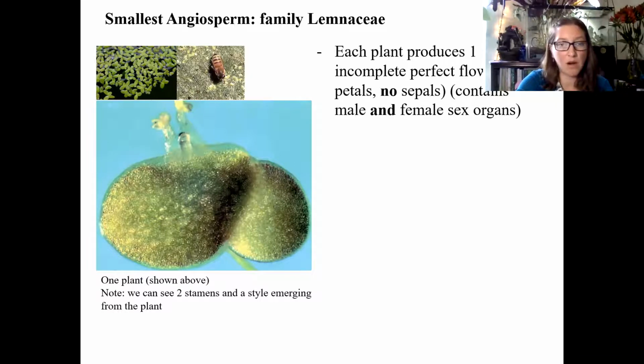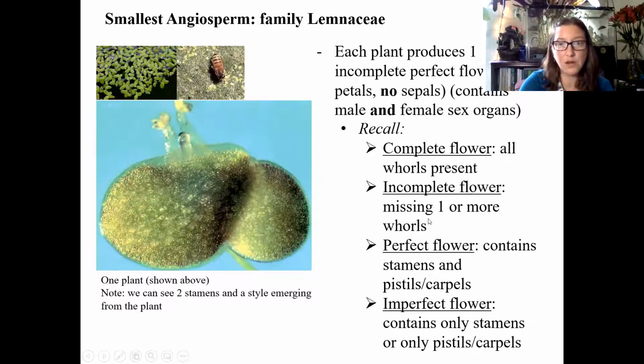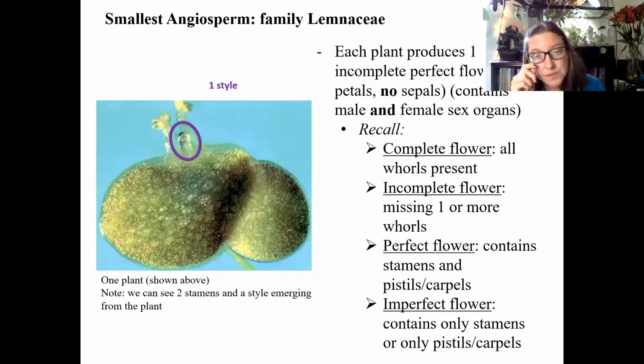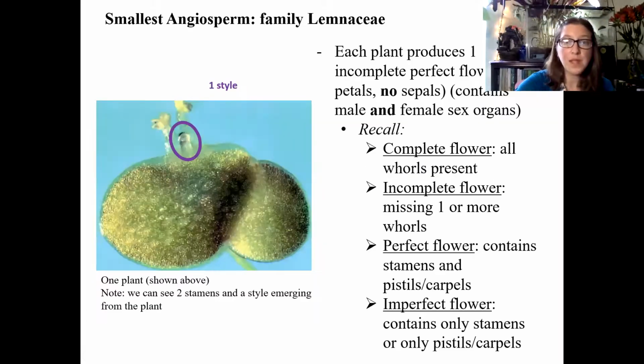So I'll show you where they are on the left here. There are the 2 stamens of the flower, and that little nubby thing is the top of one of the pistils/carpels. So just to remind you, complete flower has all whorls, incomplete flower is missing 1 or more whorls, perfect flower has both sex organs, imperfect flower has 1 or the other. And so just to do this quickly, I'm going to quiz you here, and you can answer at home by yourself to see if you're understanding.